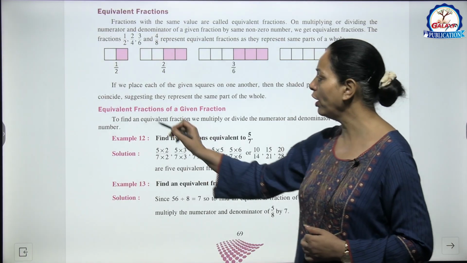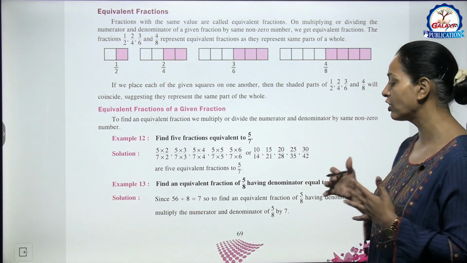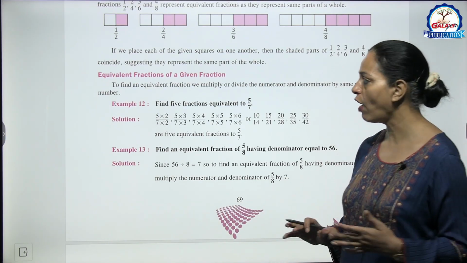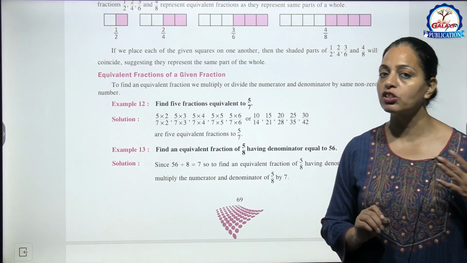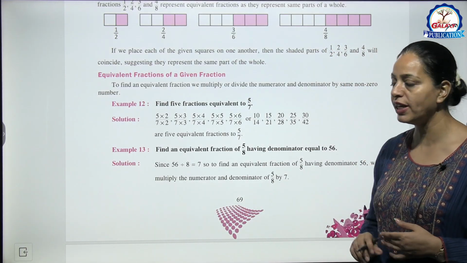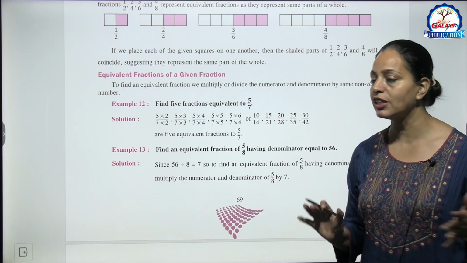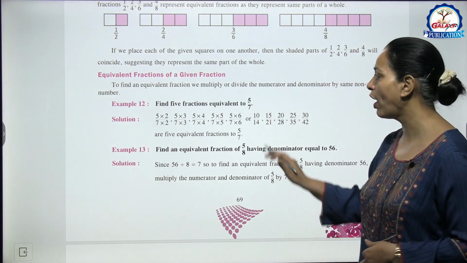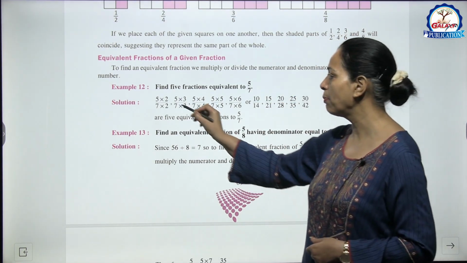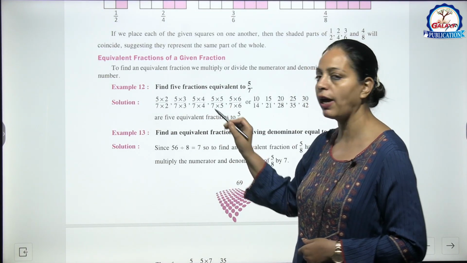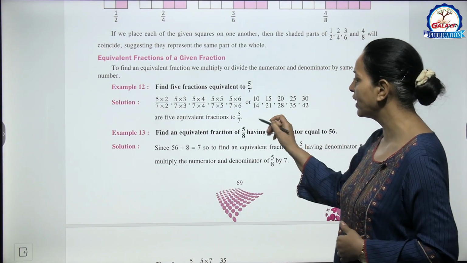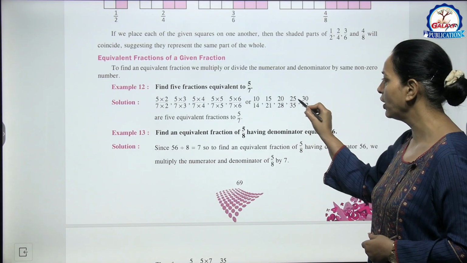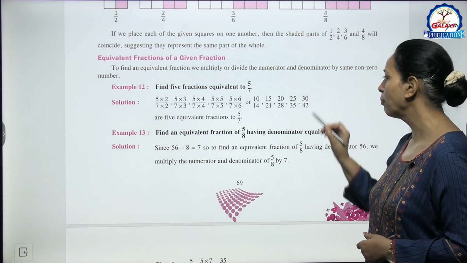Okay, now equivalent fractions of a given fraction. कोई fraction given है, उसका हमें equivalent fraction कैसे find करना है? To find an equivalent fraction, we multiply or divide the numerator and denominator by the same non-zero number. Like example 12, find 5 fractions equivalent to 5 by 7. So what to do? Multiply by 2, multiply by 3, multiply by 4. So any number you can choose. So we are getting 10 by 14, 15 by 21, 20 by 28, 25 by 35 and 30 upon 42, like this.